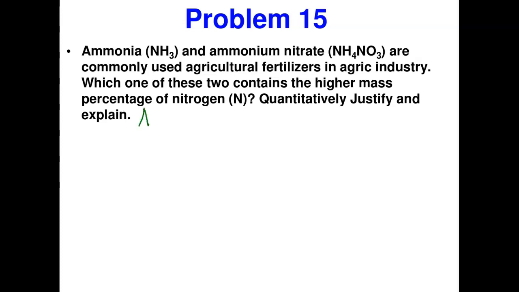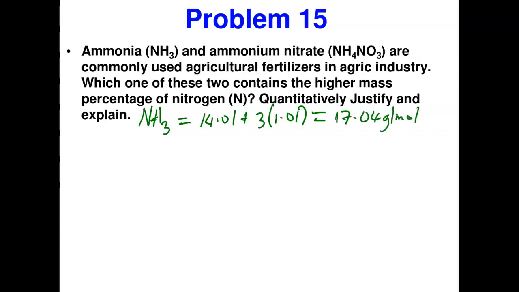So first, I'm going to calculate the molar mass of this guy. The molar mass of nitrogen weighs 14.01 plus how many hydrogen do you have there? 1.01, and this is going to be 17.04 grams per mole of 1 mole of this. And I go to ammonium nitrate. In ammonium nitrate again, if you look at this, I have 2 nitrogen atoms. So it's going to be 2 atoms of nitrogen.